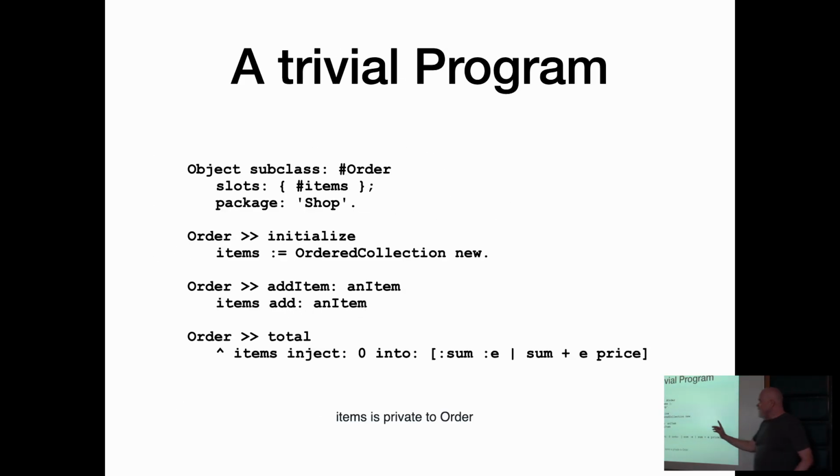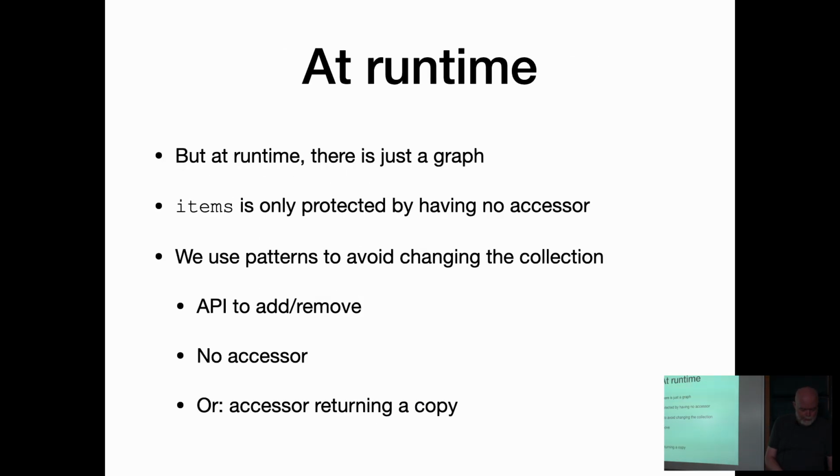And interestingly, if you do not have an accessor, we know that it's private state statically in the code, but we do not know at runtime. So if I look at the object that the items points to, I do not know that this is private state. Just not knowable. So this is what I just said: at runtime, it's just the graph. Items is just protected by having no accessor. And that's all we have.